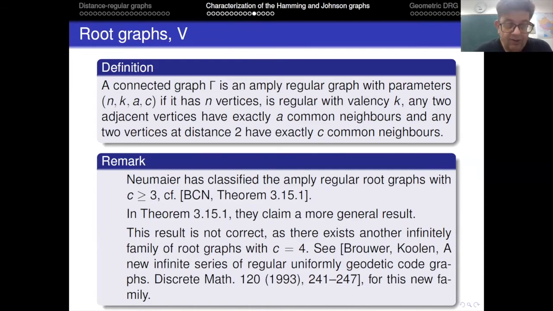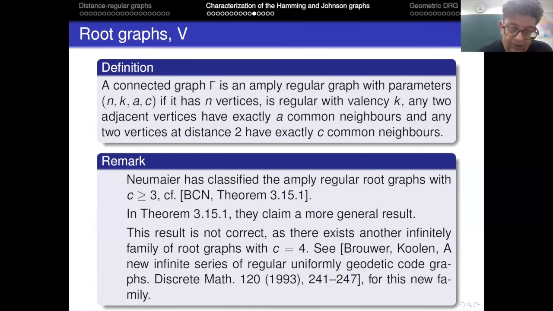In BCN, in theorem 3.15.1, they claim a more general result. They claim that they can classify all the graphs with constant c, and k-regular graphs with constant c. But that is not true, because with Brouwer we found a new infinite series of regular uniform geodesic graphs, I think a long time ago, let's say so. And there exists another graph with c equal to 4, and that graph is not amply regular.